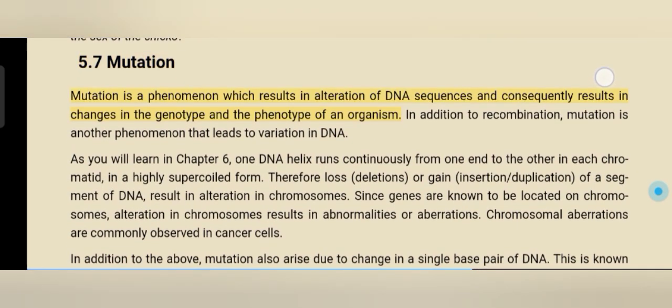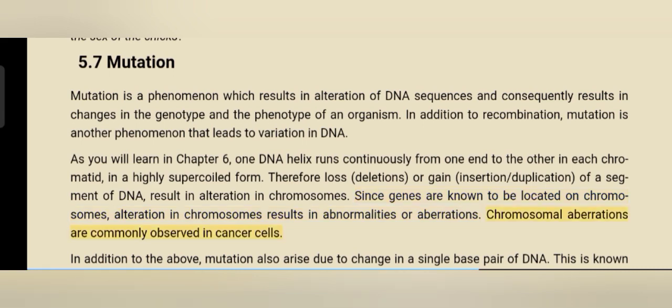5.7 Mutation. Mutation is a phenomenon which results in alteration of DNA sequences and consequently results in changes in the genotype and the phenotype of an organism. In addition to recombination, mutation is another phenomenon that leads to variation in DNA. As you will learn in Chapter 6, one DNA helix runs continuously from one end to the other in each chromatid, in a highly supercoiled form. Therefore, loss (deletion) or gain (insertion, duplication) of a segment of DNA results in alteration in chromosomes. Since genes are known to be located on chromosomes, alteration in chromosomes results in abnormalities or aberrations.